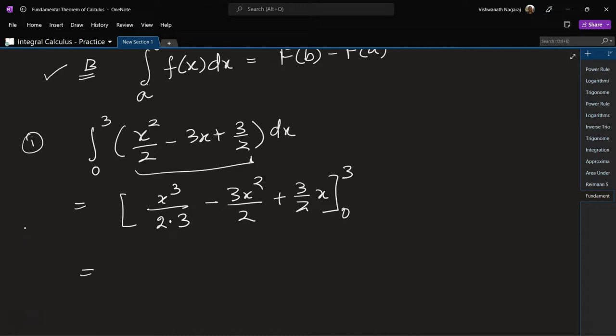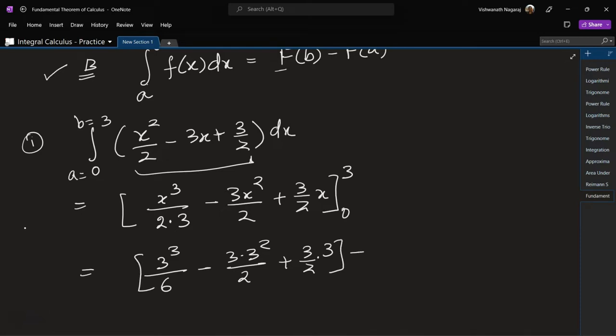Now, what we do is F of b. Remember here, a equals 0 and b equals 3. So we already have evaluated F. Now, F of b means substituting x with 3. So 3 cube by 6 minus 3 times 3 square by 2 plus 3 by 2 times 3. This is F of b minus F of a. Since a is 0 and every term here has x, the whole thing will be 0.